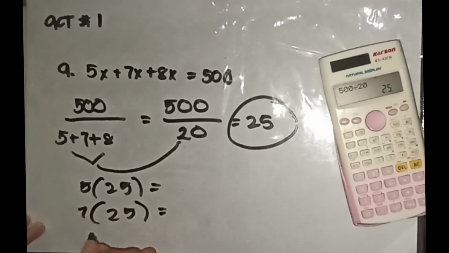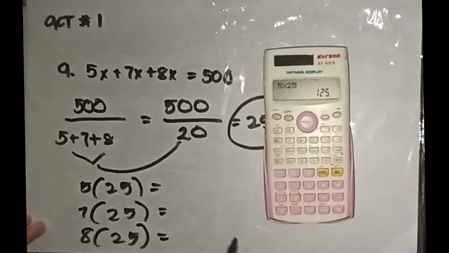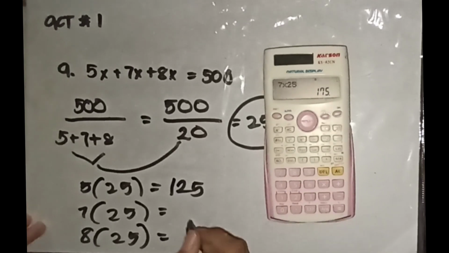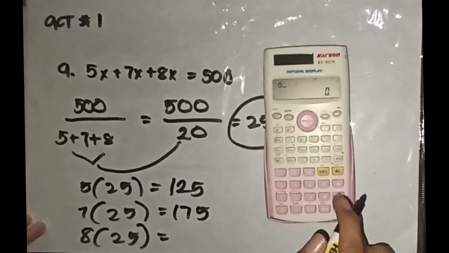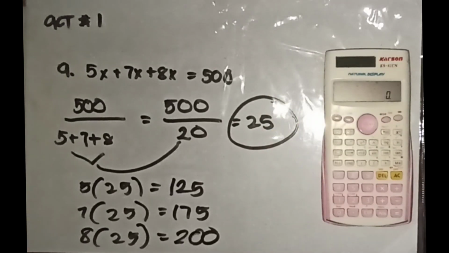Then, times lang natin siya sa mga ratio. 5 times 25 is equal to 125. 7 times 25 is equal to 175. 8 times 25 is equal to 200.